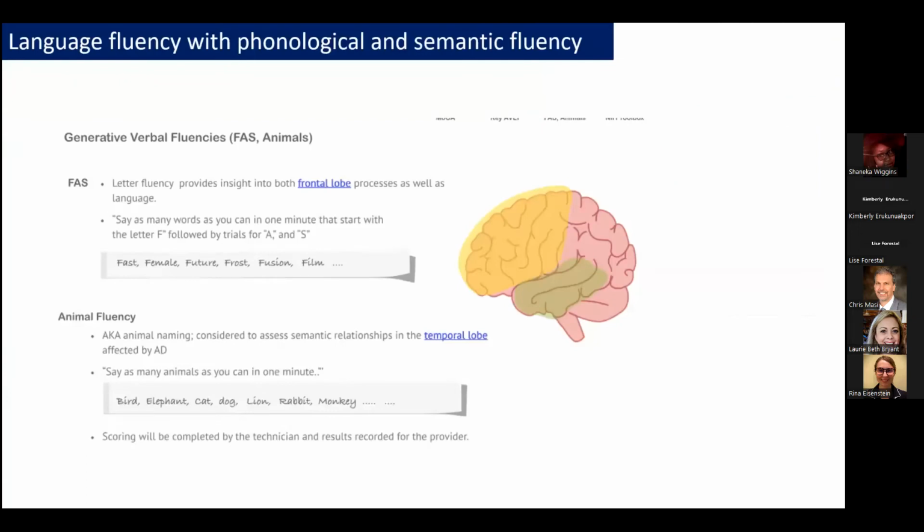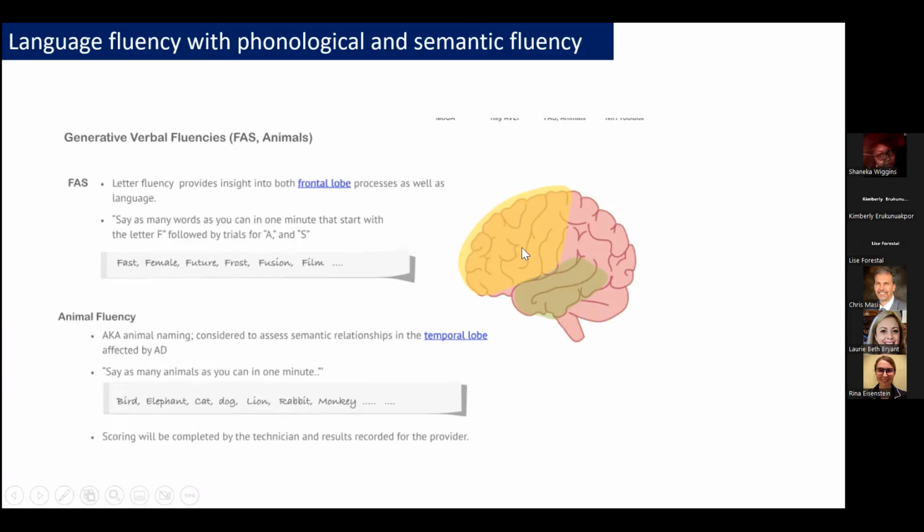Third, you do the fluency test that I just described, and this is kind of interesting. When you ask patients to say words with the letter F, you're really focusing on frontal lobe function. When you ask patients to say words within a category, which we call the semantic test, such as animals or vegetables, you're really checking more for temporal lobe, okay?